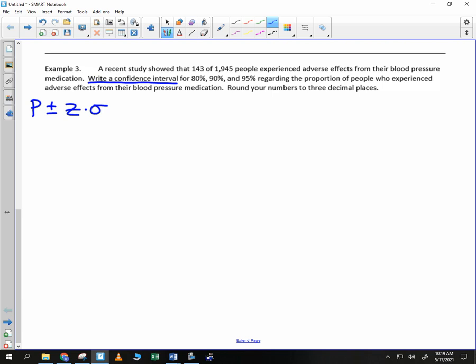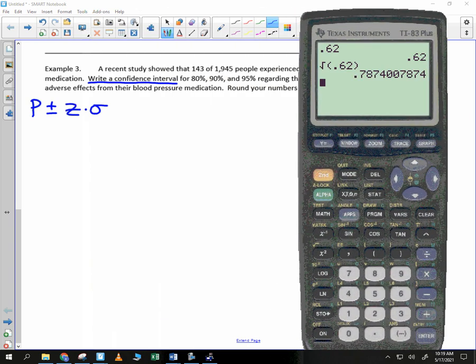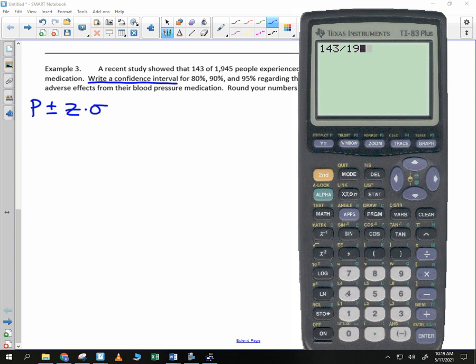How do I figure out my initial percent? 143 divided by 1,945. Let's try that. I clear the calculator and go 143 divided by 1,945, and I've got 0.074. Can we go with 0.074? Everybody okay with that? All right, so 0.074, plus or minus, and we're going to need Z-scores.